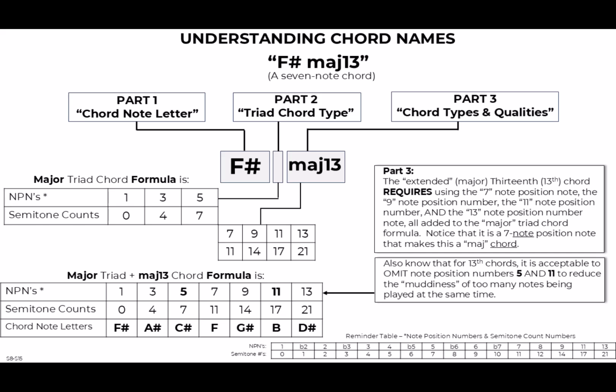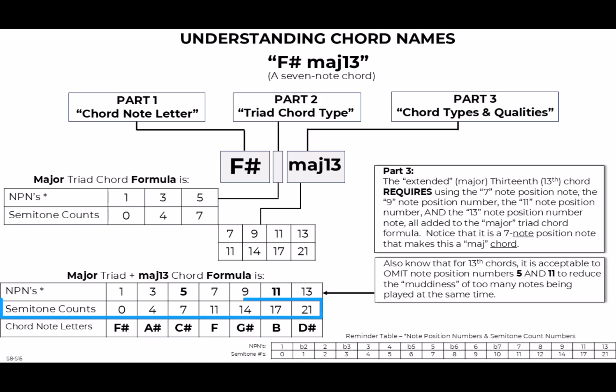However, in the extended 11th and 13th chords, it is a generally accepted practice to omit certain notes. These omission notes are identified in my one-page, one-sided handout entitled Chord Types and Formulas, the best cheat sheet ever. But in this example of the 13th chord, it is acceptable to omit 2 note position numbers, that is the 5-note position number and the 11-note position number. This helps reduce the muddiness of too many notes being played at the same time, as well as making it easier to form and play.